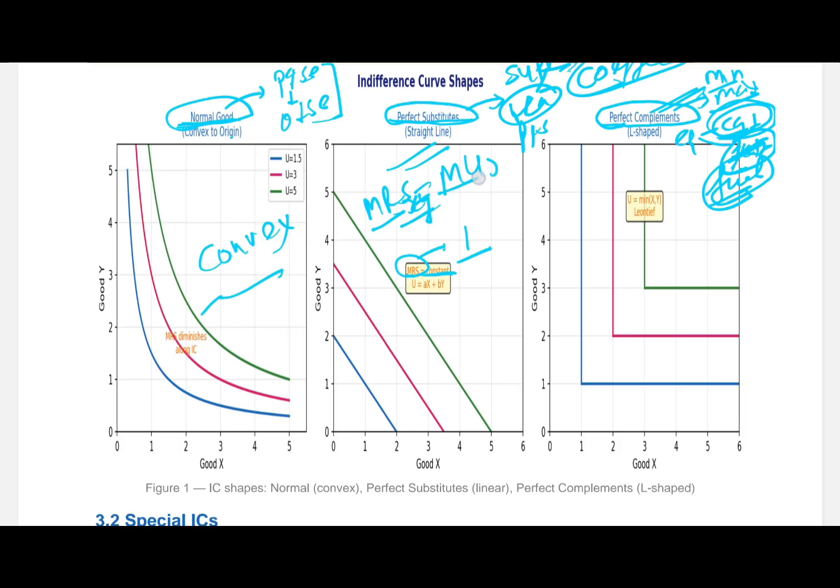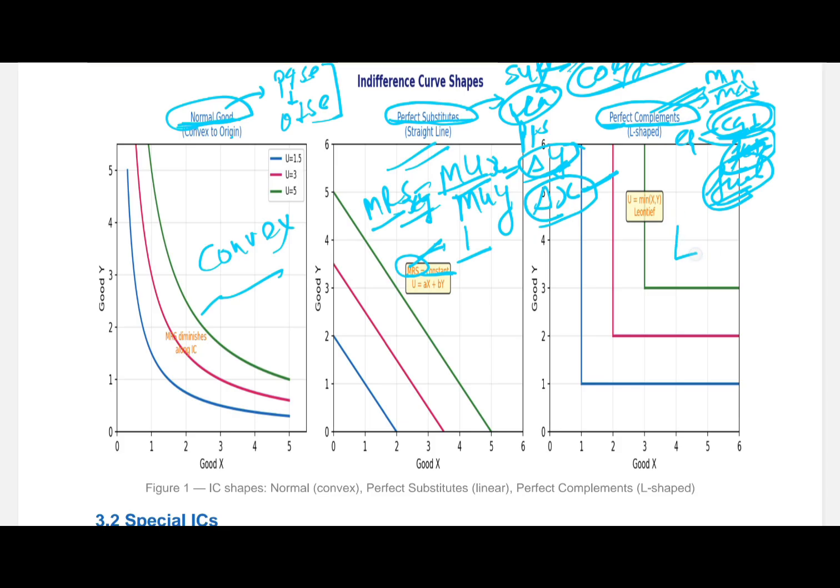MRS XY is marginal utility of X upon marginal utility of Y. It can be written as change in Y upon change in X: to consume the additional unit of X, how much unit of Y we need to reduce? This is marginal rate of substitution, and it is constant for perfect substitutes. It is used for perfect complement goods.